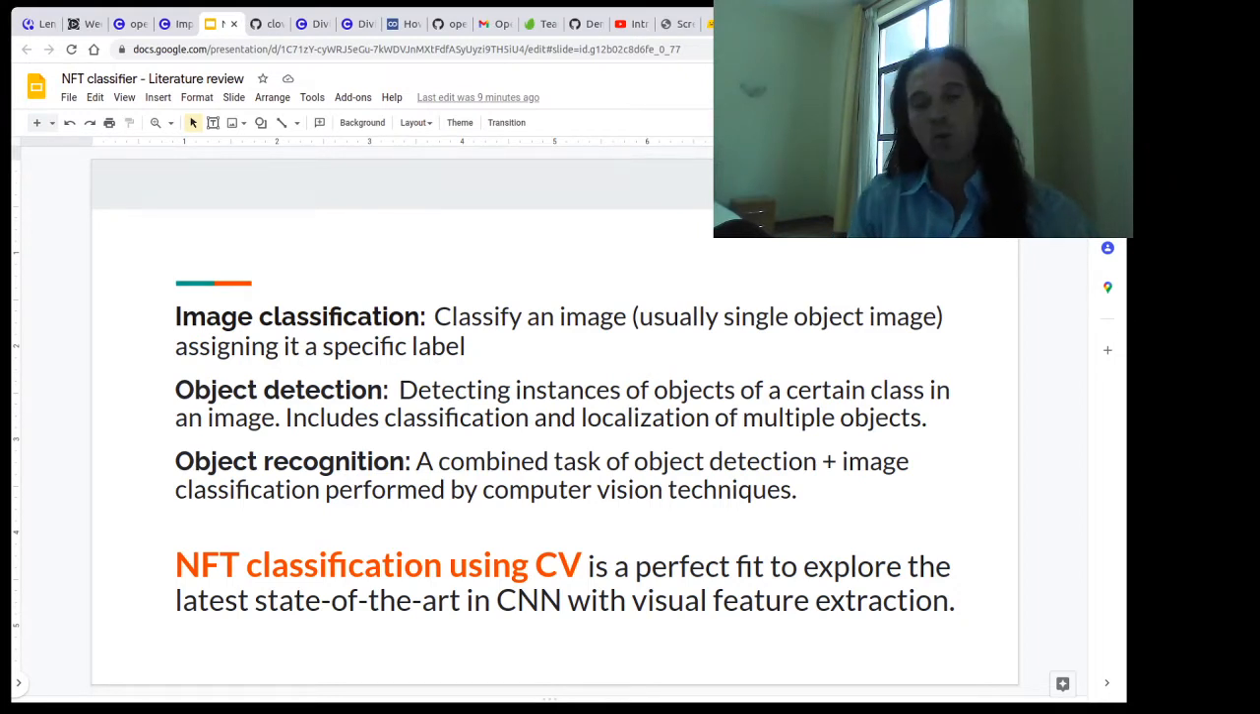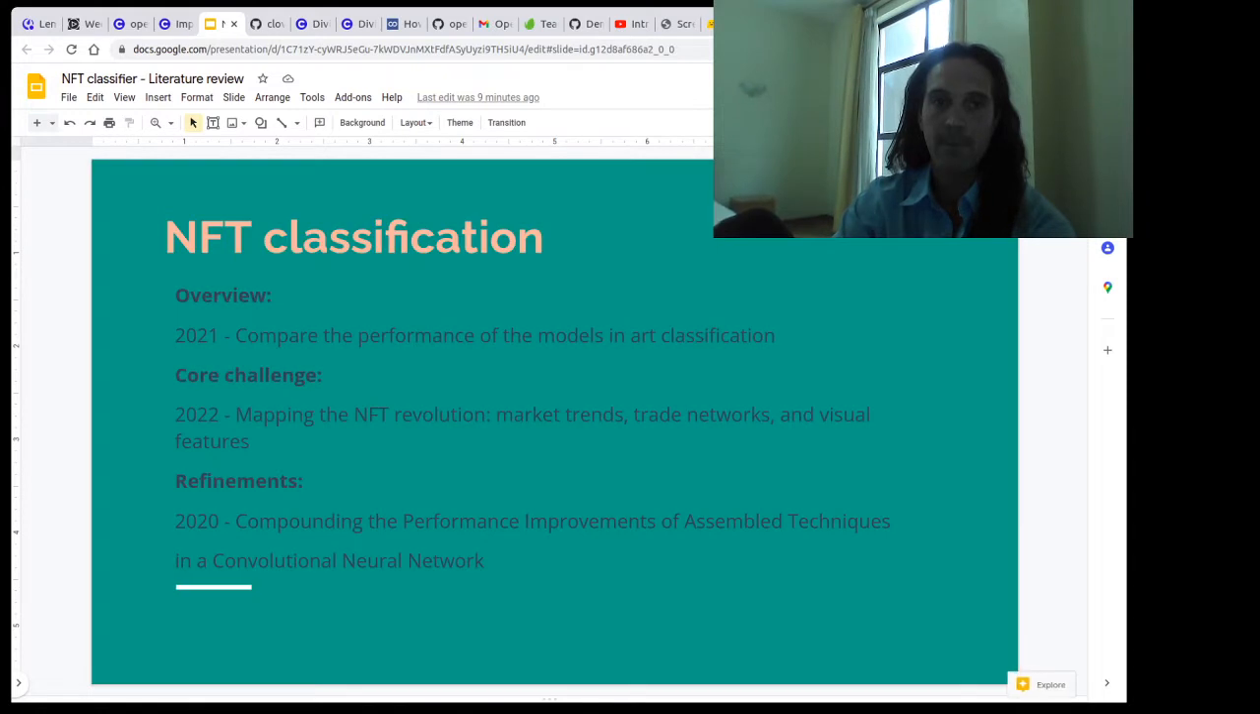And we consider that NFT classification using computer vision is a perfect fit to explore the latest state-of-the-art in convolutional neural networks with feature detection. So this is, in short, the literature review that we will present you.